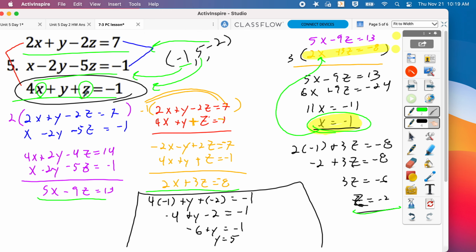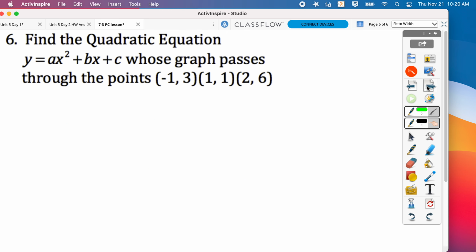All right, one last problem, kind of a word problem now. There's a quadratic equation, y equals ax squared plus bx plus c, whose graph passes through the points (-1, 3), (1, 1), and (2, 6). We want to find the equation ax squared plus bx plus c.